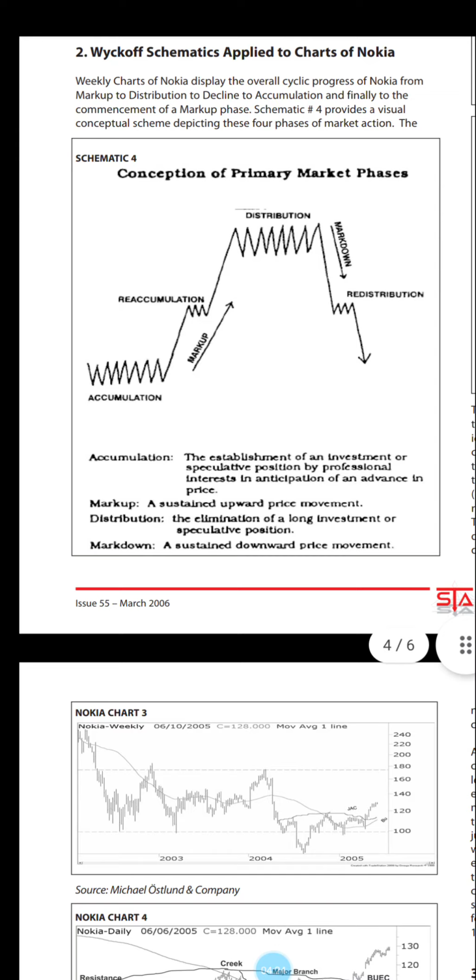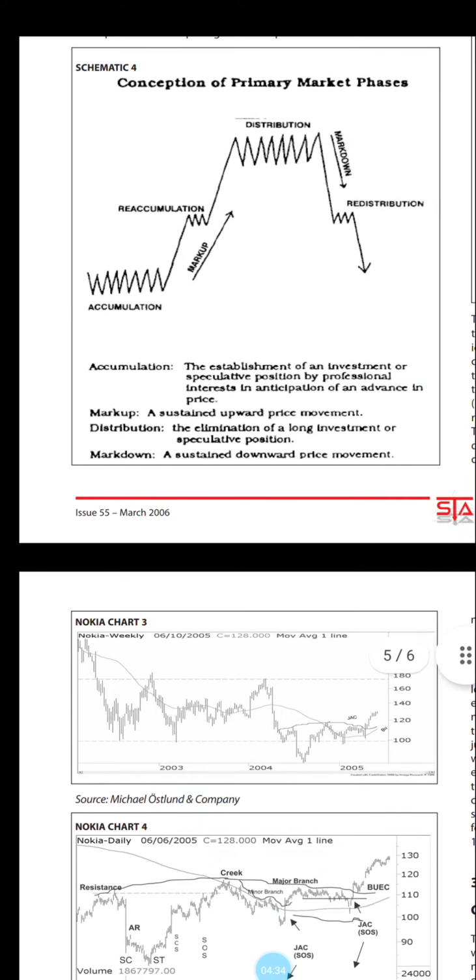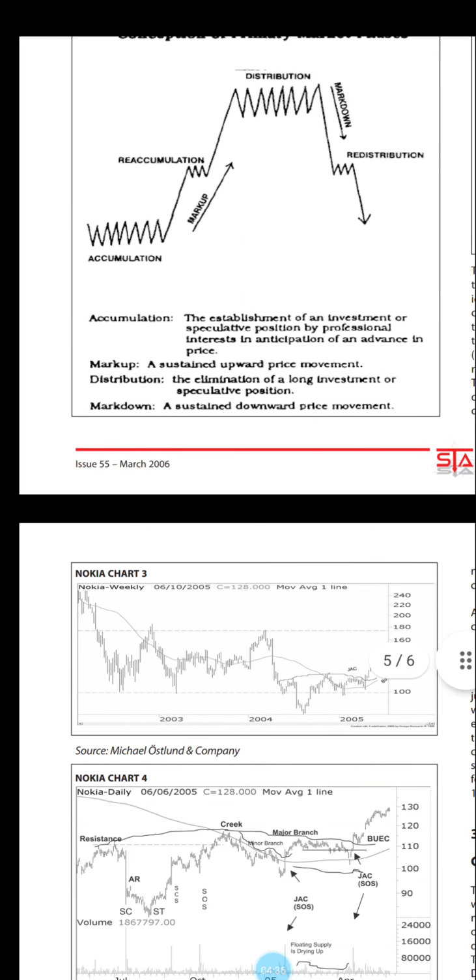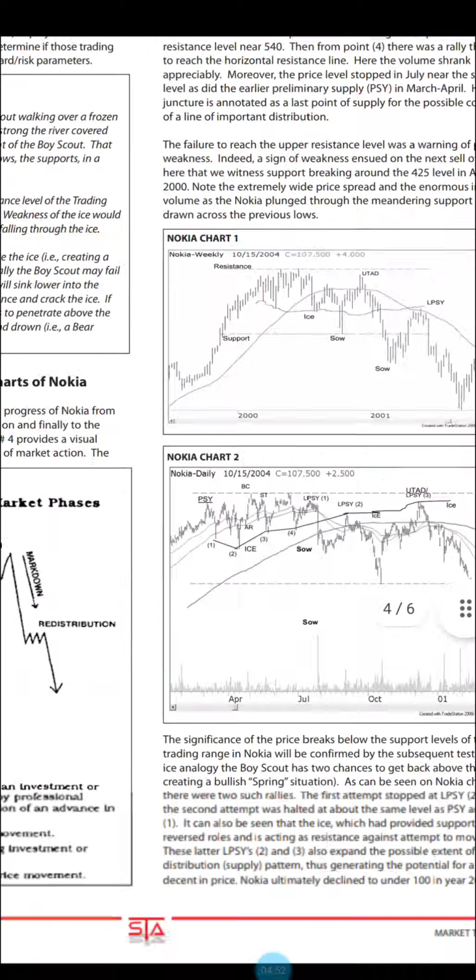So schematic for conception of primary market phases, you've got first you start with accumulation, reaccumulation, and then you got the markup underneath. Distribution, markdown, redistribution. Accumulation, the establishment of investment or speculative position by professional interest in anticipation of an advance in price. Markup, a sustained upward price movement. Distribution, the elimination of a long position or speculative position. Markdown, a sustained downward price movement.